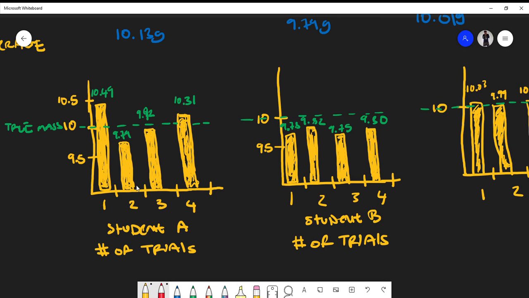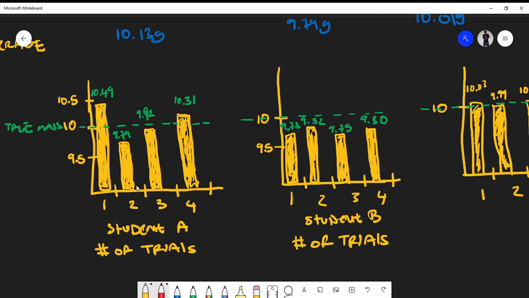Now, look at these numbers. Trial 1 is about 10.49, and the true mass is 10. In trial 2, he way undershoots it. Trial 3 is a little bit closer to the true mass, and then in trial 4, he overshoots it again. So in this case, what would you say in terms of accuracy and precision?